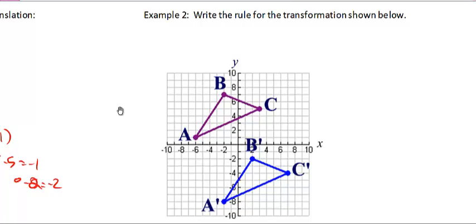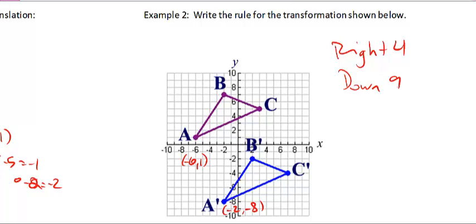Here we have a figure and its image, and we want to write the rule. So the first thing we need to do is determine how much it's moved by. So this point A, for instance, is at (-6, 1), and A prime seems to be at (-2, -8). So that means, at least for point A, that it's been shifted right 4 units and down 9 units.